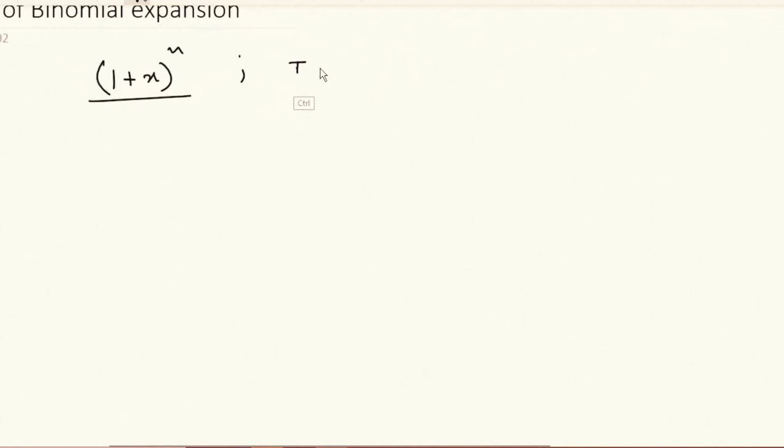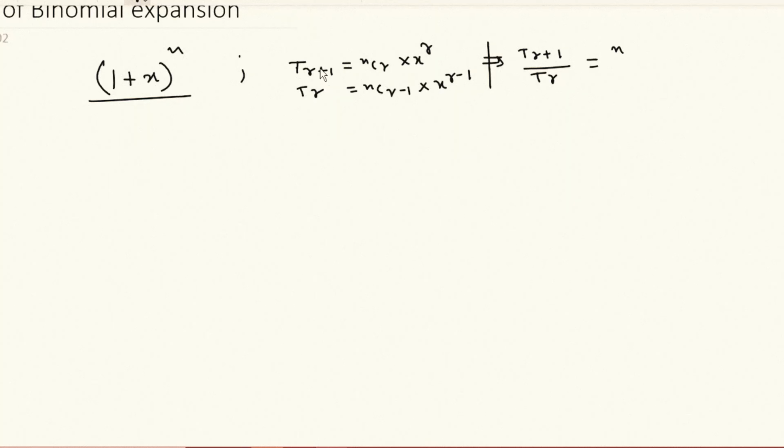Okay. Now you will find the term T(r+1) and then you will find T(r). All of you know this is nCr x^r, and this thing is going to be nC(r-1) x^(r-1). And the ratio between these two, some of you remember, T(r+1) by T(r) is equal to (n minus r plus 1) by r into x.